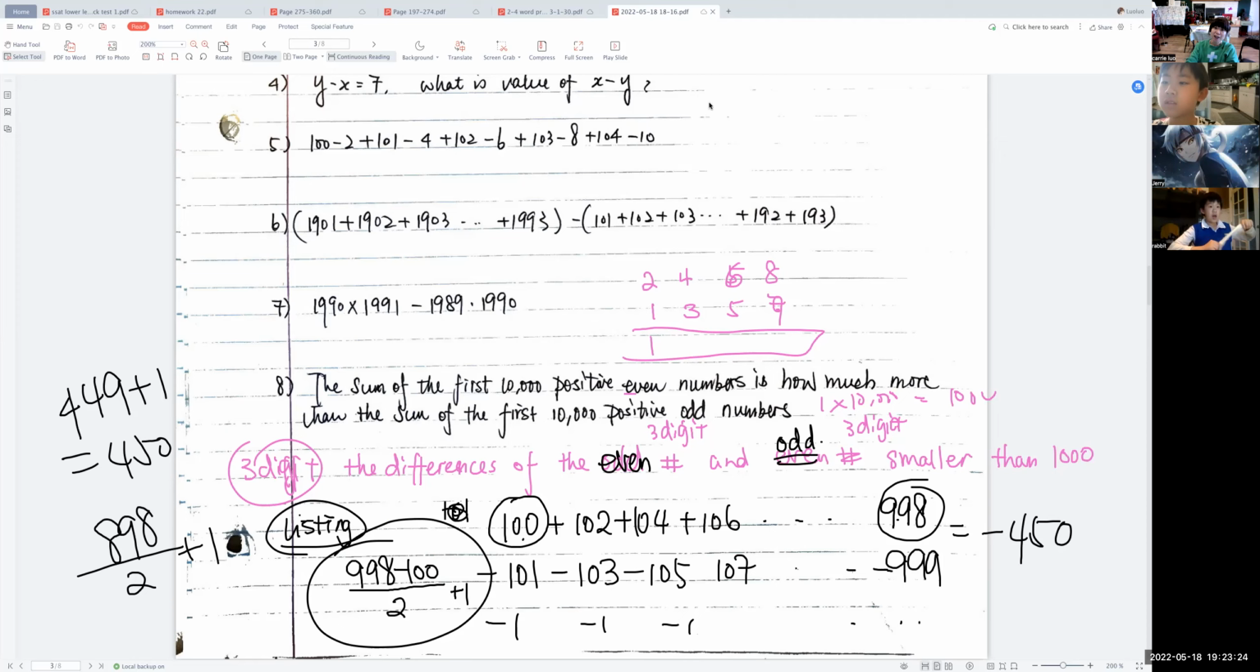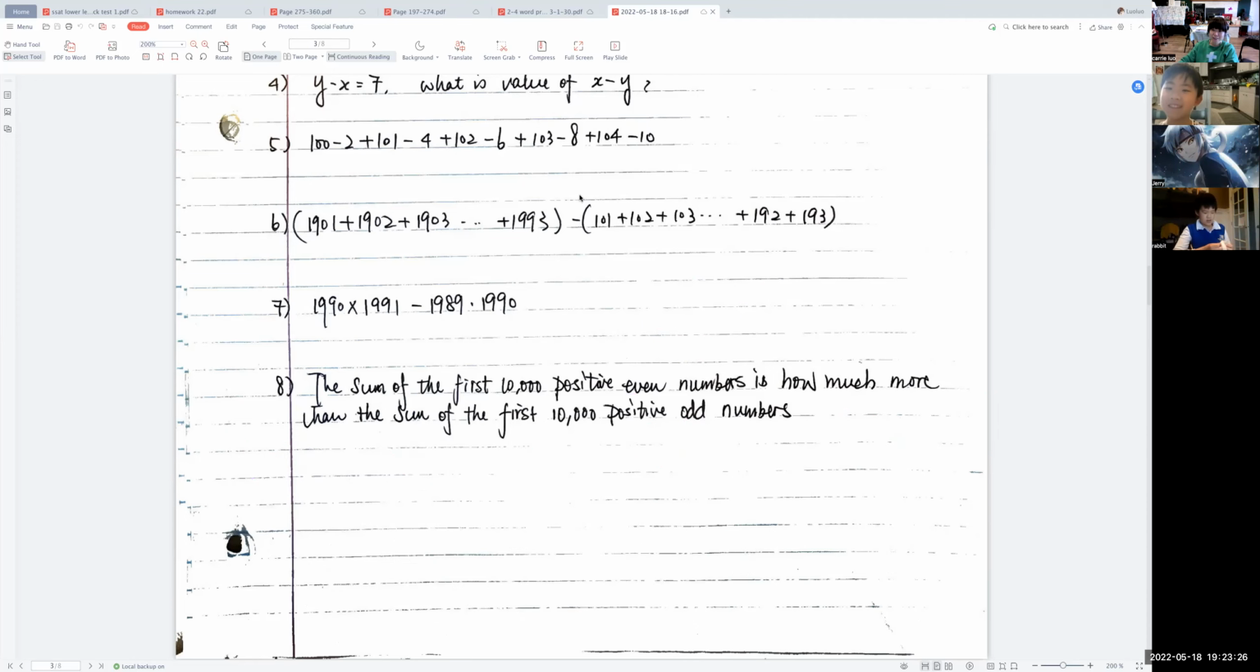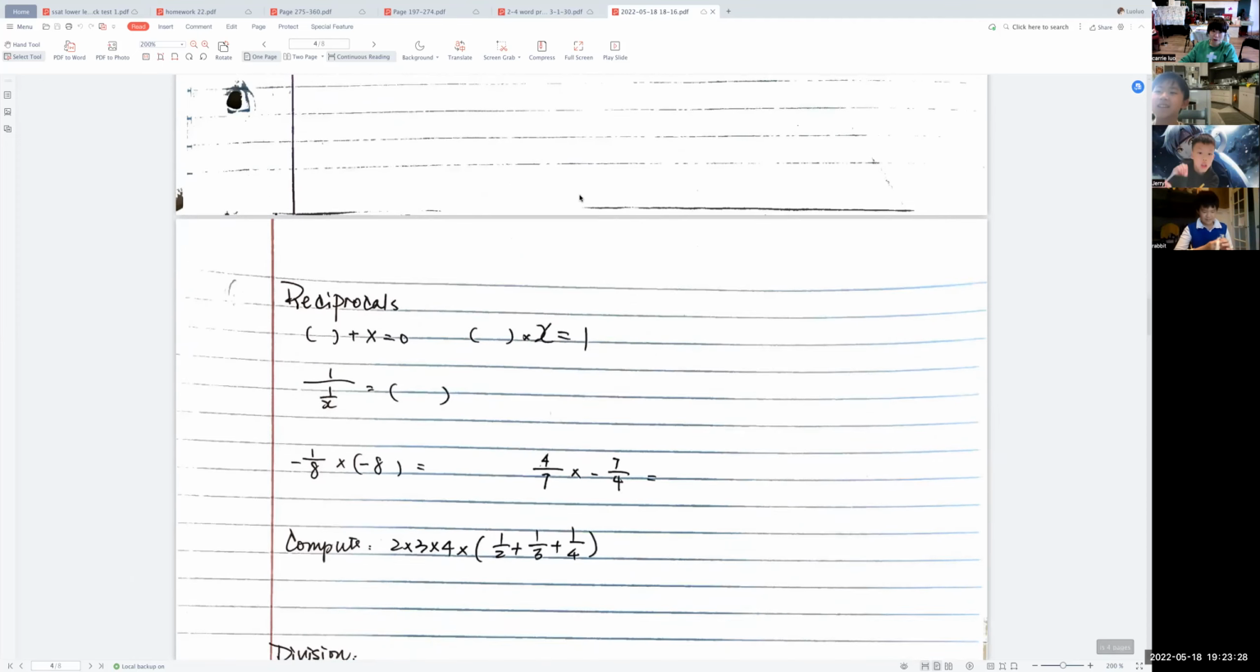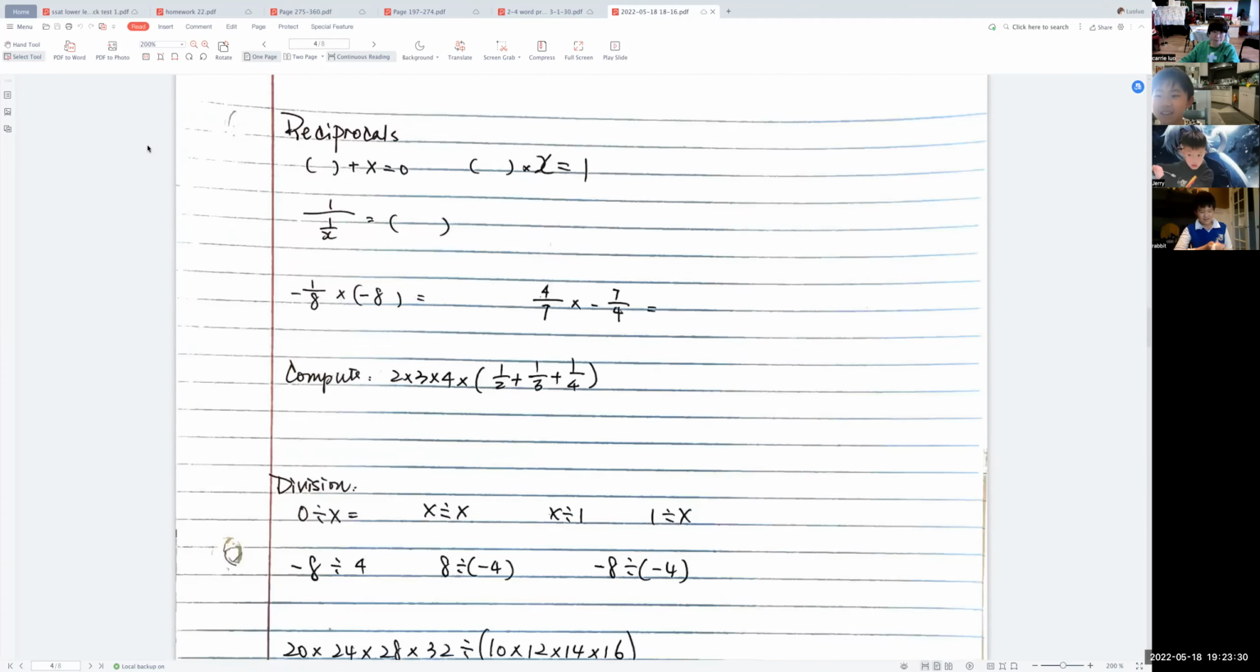Oh my god, you guys. If you keep doing this, the teacher is going to cry. So now let's take a look at the reciprocal. So what plus x equals 0?